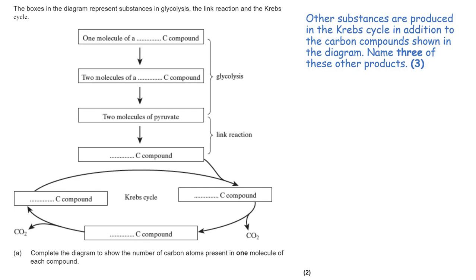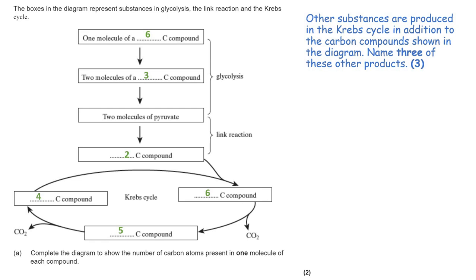The boxes in the diagram represent substances in glycolysis, the link reaction, and the Krebs cycle. Complete this diagram to show the number of carbon atoms present in one molecule of each compound. So it starts off with a 6-carbon compound, then 2 molecules of a 3-carbon compound, and then you get 2 molecules of pyruvate at the end of glycolysis. In the link reaction, you get a 2-carbon compound, and that 2-carbon compound combines with a 4-carbon compound to make a 6-carbon compound. It loses a carbon dioxide in decarboxylation to form a 5-carbon compound.